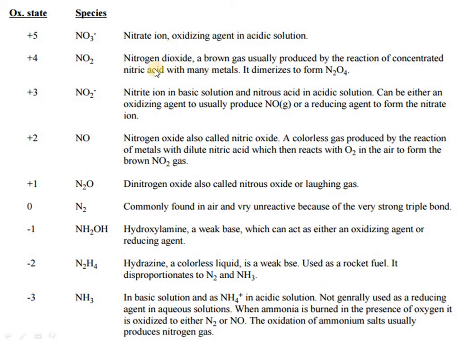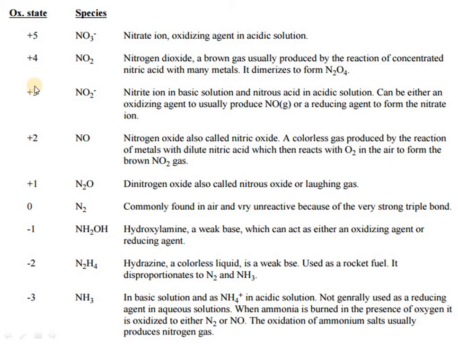Nitrite is an oxidizing agent. Nitrogen dioxide is converted to nitric acid, and dimerizes to N2O4. Nitrate ion is in basic solution and nitric acid is in acidic solution. It can be an oxidizing agent to produce NO gas, or a reducing agent. It can act as both an oxidizing agent or a reducing agent. So how can we decide that? This way: if you find the oxidation number, it's +3. The +3 can change into +5 and +3 can change into -3 also.